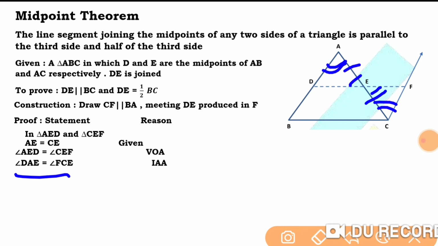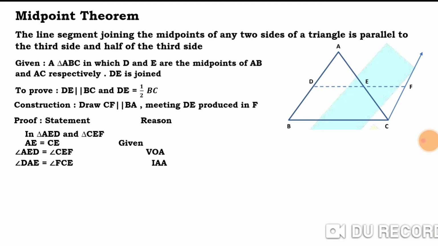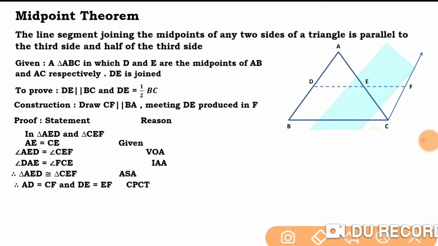We have already proved this, so based on ASA criteria we can say that the given two triangles are congruent. See the next step, those two triangles become congruent based on ASA criteria. Then, if we have proved the two triangles are congruent, I can say that the remaining parts are equal based on CPCT. It means corresponding parts of congruent triangles.